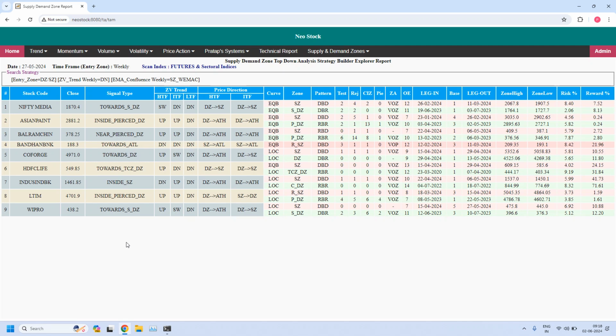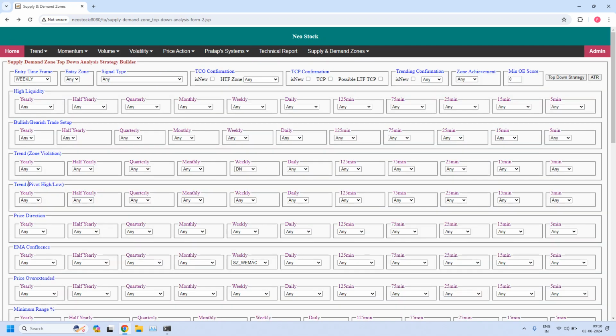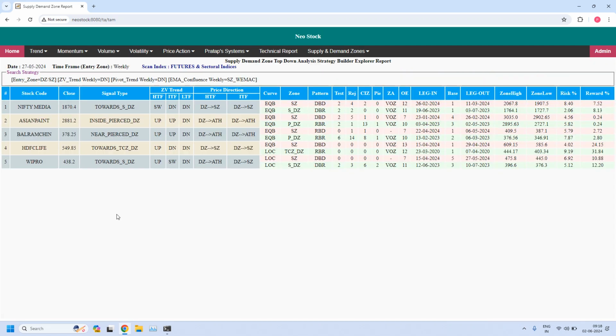If you want to further reduce the list, select the swing high-low trend, that is the pivot trend, also as downtrend on the weekly time frame. Earlier 9 stocks were filtered, right? Now it has come down to 5 stocks.